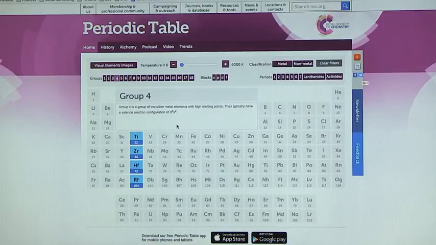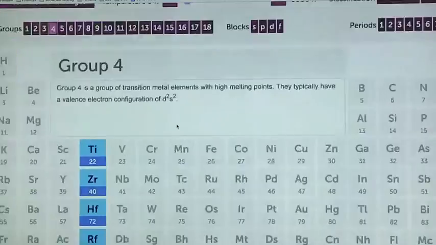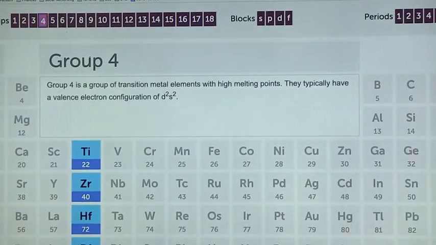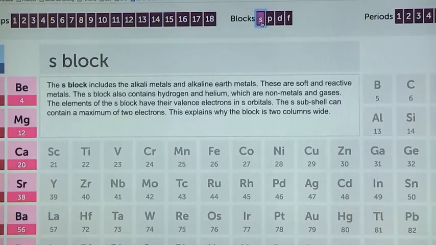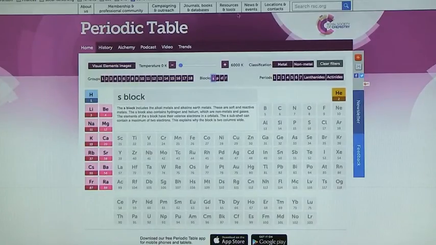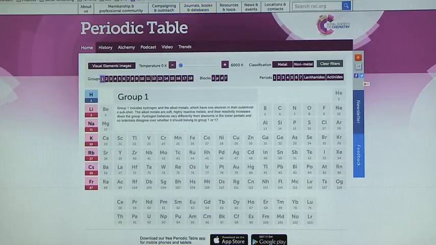And the other cool thing is here in the middle, it gives you a description of the group. Group 1 includes hydrogen and alkali metals. And then it'll do the blocks. The S block includes the alkali metals and the alkali earth metals. So again, the students are getting this snapshot view of kind of relevant information, and also like how to read the periodic table.